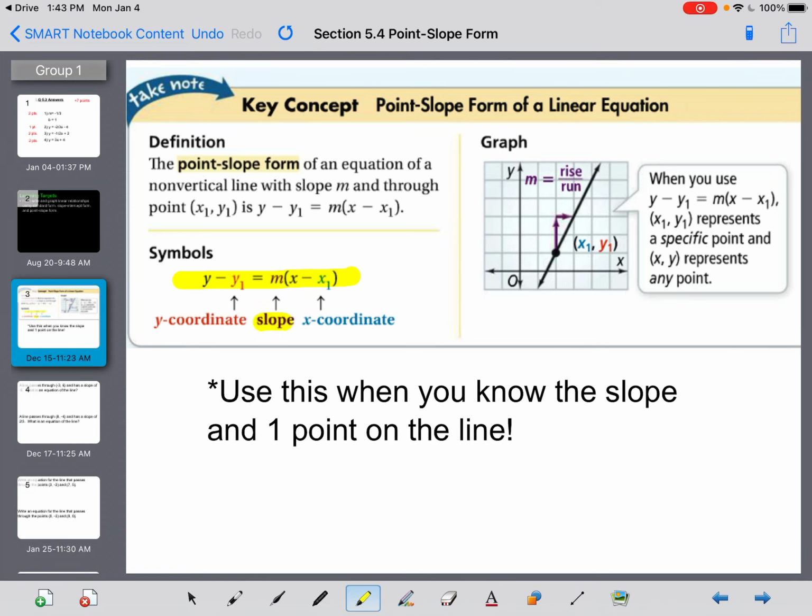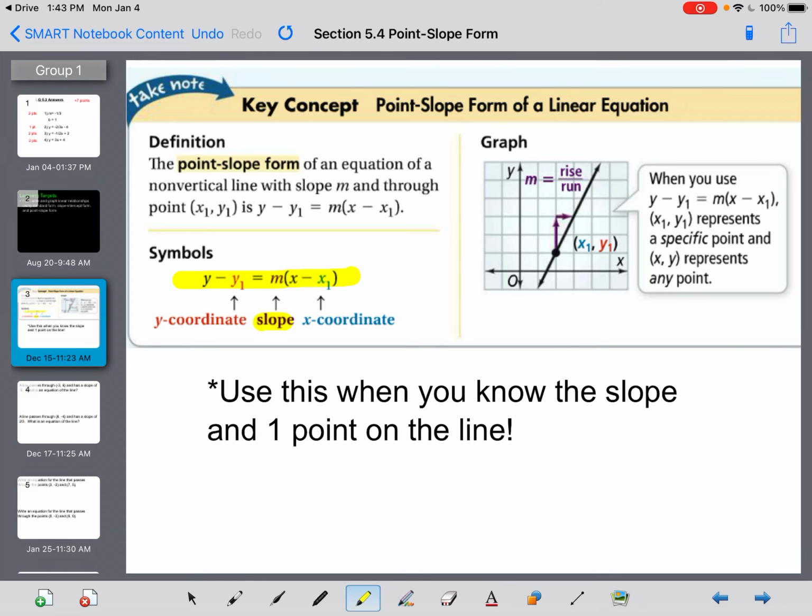Okay, this one is the form that you should use if you know the slope and you have one point to use. Okay, let's look at how that works. So a line passes through the point (-3, 6) and has a slope of -5. What is an equation of the line?